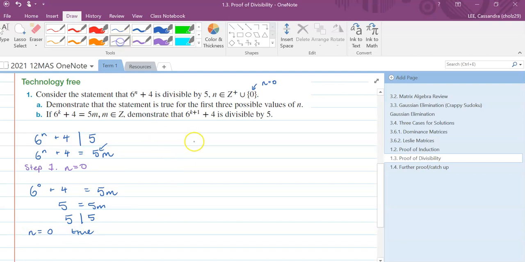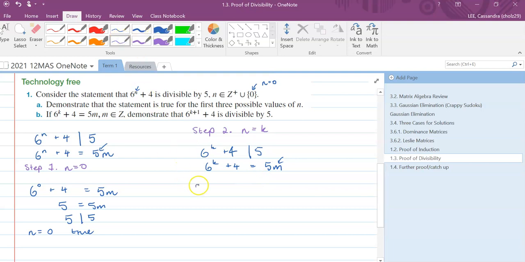So step 2. Step 2, remember, we are just going to assume it's true. We're not actually going to test or try to prove anything here. So we're just going to write n is equal to k. All we're going to do, wherever we see this n, we're just going to replace that. So we have 6 to the power of k plus 4 is divisible by 5, which means, again, we can write this as 6 to the power of k plus 4 is equal to 5m, some multiple of 5. And again, I don't really care what the value of m is. I only care that I can factor that 5 out of the front.